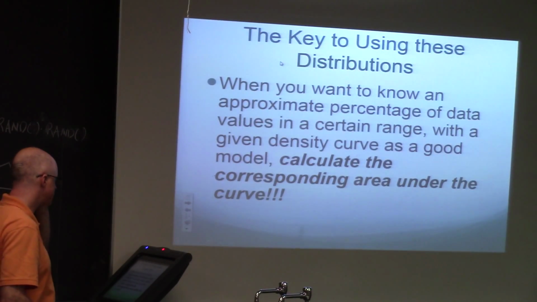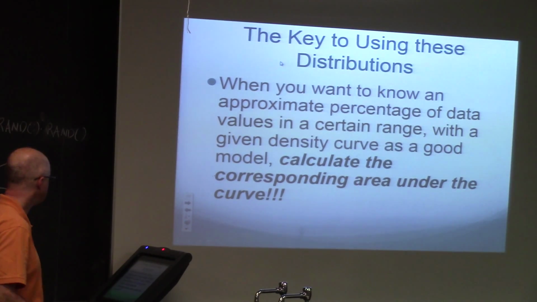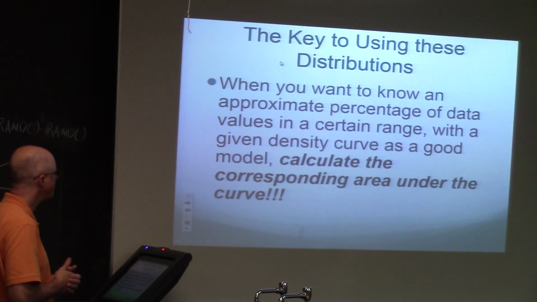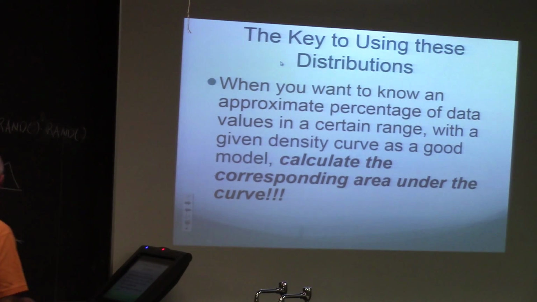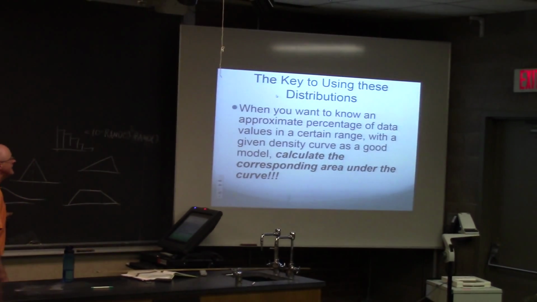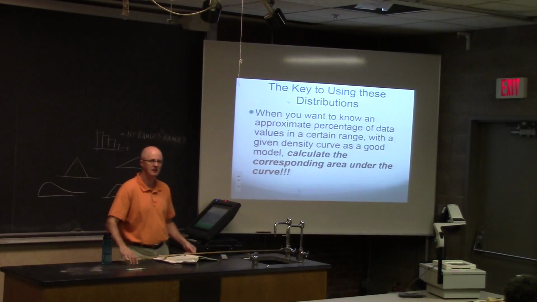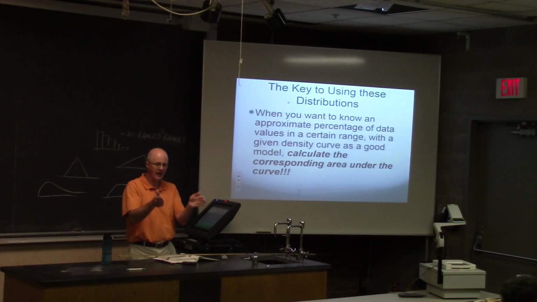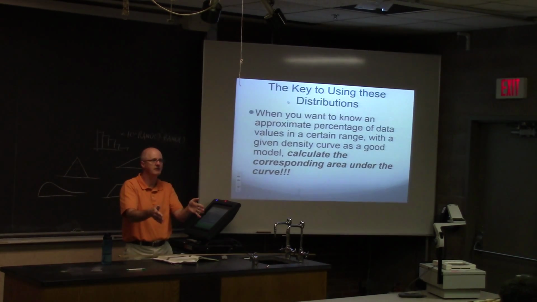Here's the key to using these distributions. This is one of the most important things for the whole semester. The key to using these is that when you want to approximate a percentage of data values in a certain range with a given density curve, whether it's uniform, triangular, trapezoidal, or normal, or some skewed distribution, you calculate the corresponding area under the curve. The area between the two values you're thinking about and under the curve. That's the area you calculate.